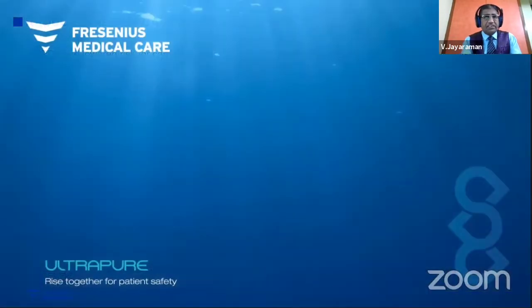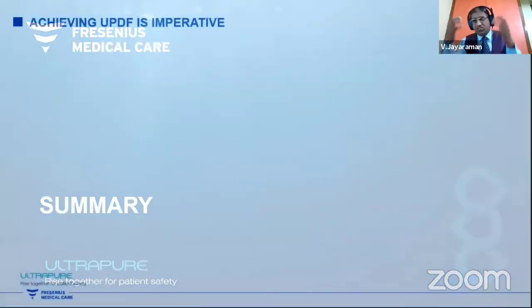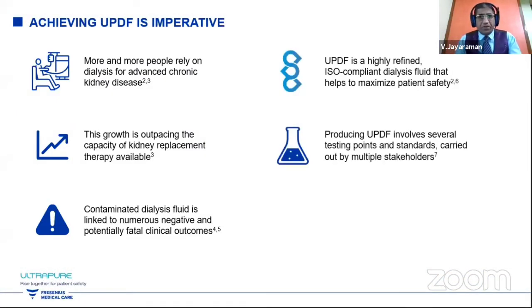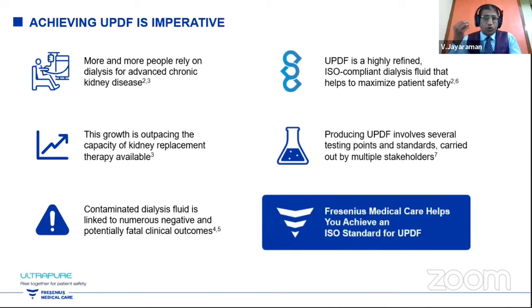Summary: achieving it is imperative. That means it is crucial. And in this subcontinent, ultra-pure dialysis fluid is definitely required even for hemodialysis. More and more people rely on dialysis for advanced chronic kidney disease. This growth is outpacing, as you saw in one of my slides, it's going to go to somewhere around 15 million. So the kidney replacement therapy, though it is available, the growth is outpacing.